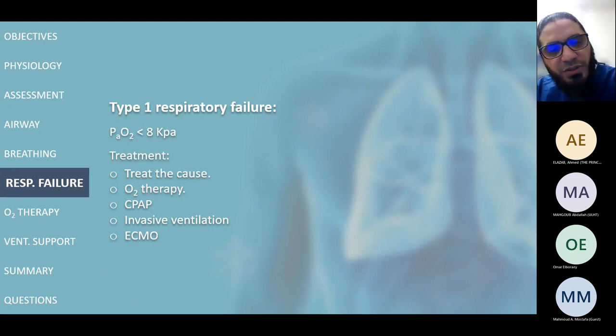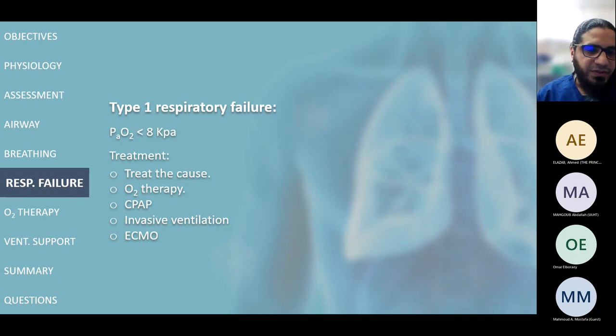If the oxygen did not improve with oxygen therapy, move to the next step, which is the CPAP, and we will explain it shortly as well. If it fails, the next step will be invasive ventilation, and again, if that fails, there is extracorporeal oxygenation, which is like a dialysis machine. It will take blood from the patient, oxygenate it, and return it back to the body.